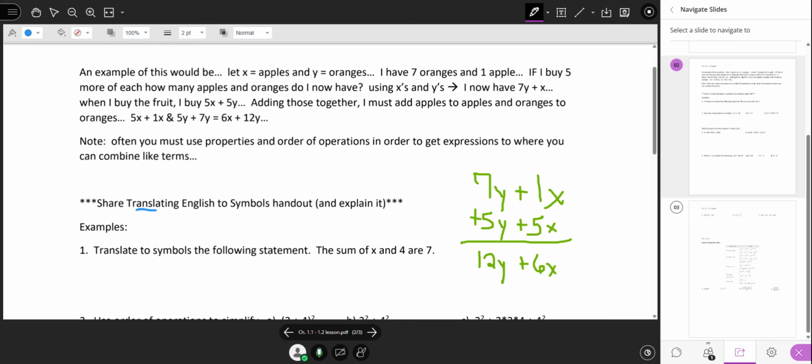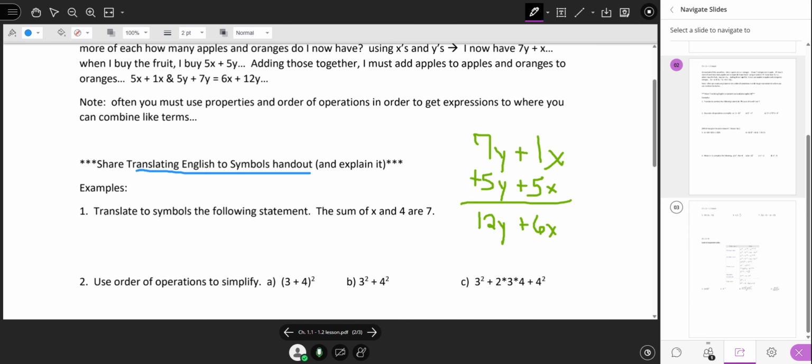Now, in Blackboard Shell, Chapter 1 folder, there's a translation page. Look that up and print it off and use it. Sum means add. Sum goes where and is. So you bring your x down. You bring your 4 down. You put your plus where the and was. Are or the word is, both of them mean equals. And then you just bring your 7.